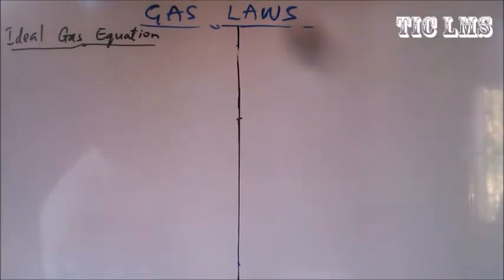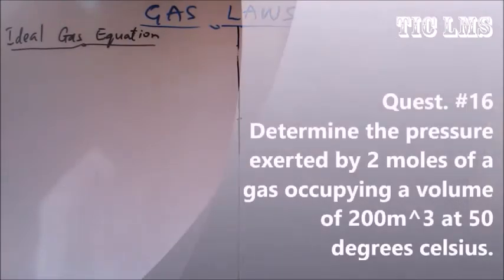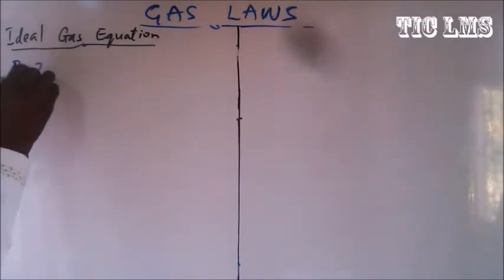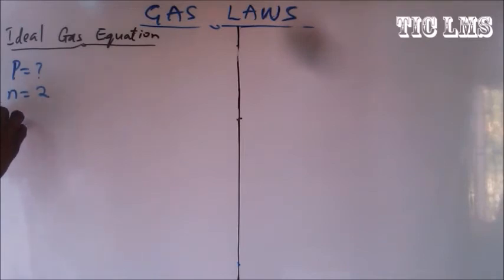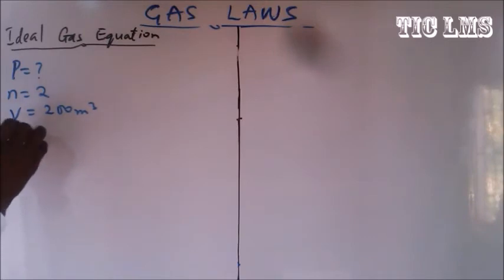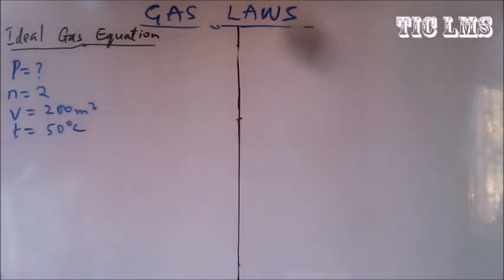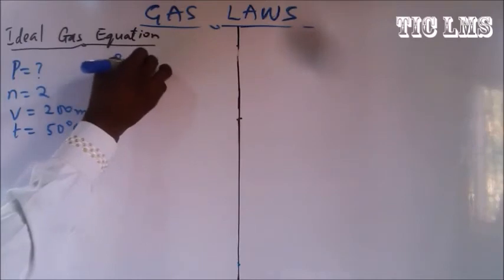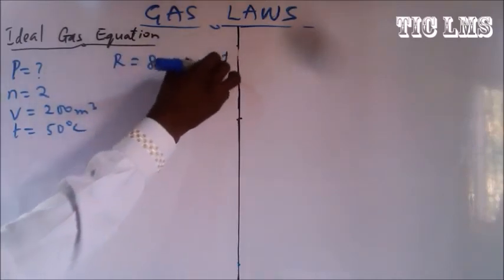Let's take a first question on the ideal gas equation. Determine the pressure exerted by 2 moles of a gas occupying a volume of 200 meter cubed at 50 degrees Celsius. Now first we state our parameters. We have to determine the pressure, given that the number of moles is 2, occupying a volume of 200 meter cubed at a temperature of 50 degrees Celsius. And don't forget that we have a constant R which is 8.31 joule per Kelvin per mole.